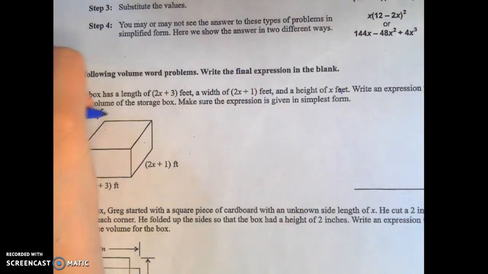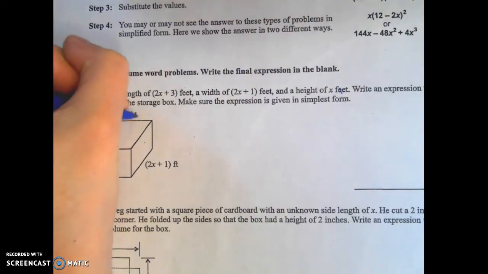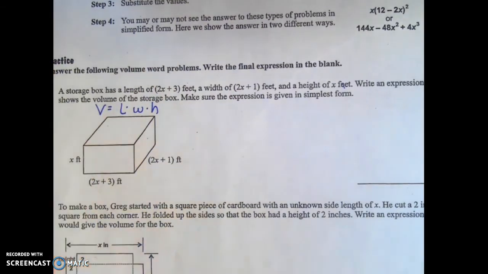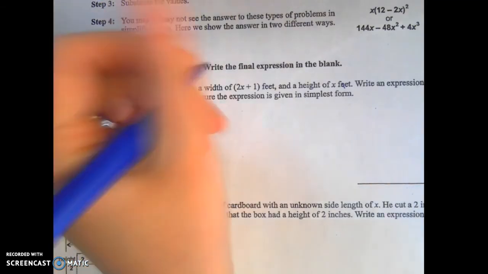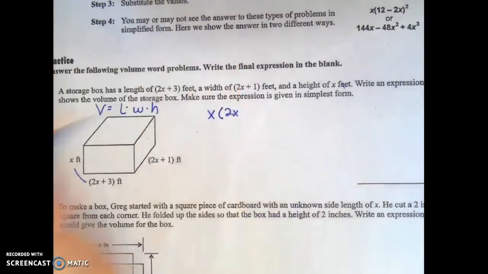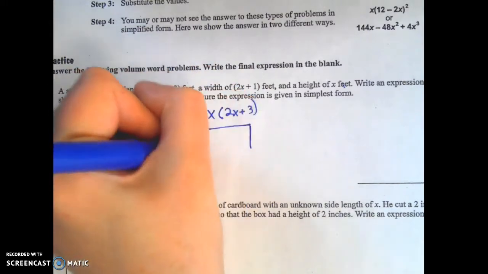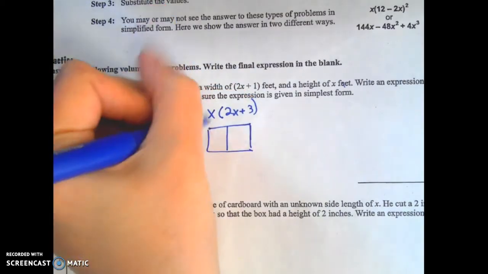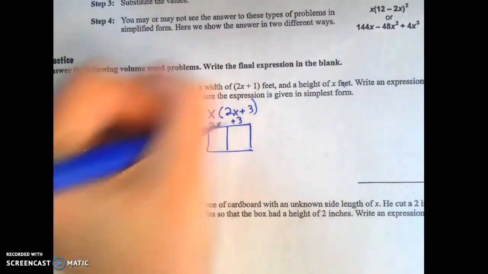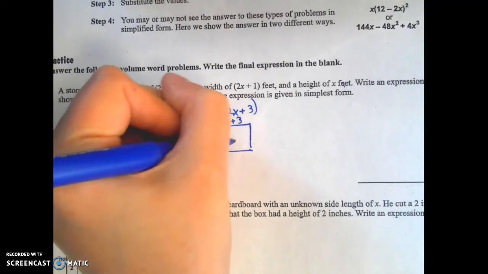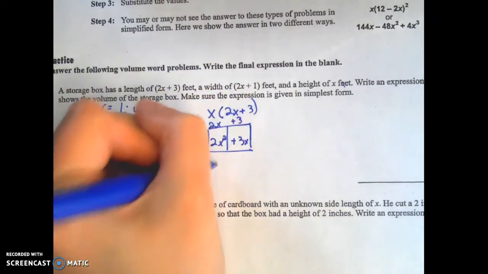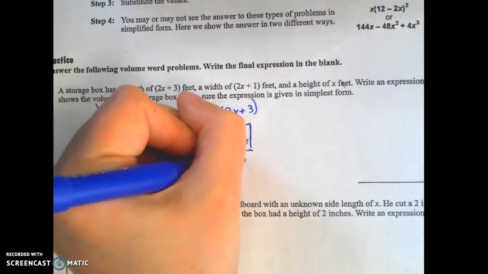So volume is length times width times height. So we're going to have to multiply all 3 of these. Okay, and it actually really does not matter what order we do it in because remember multiplication is commutative. So I'm going to take those two first. So x times 2x plus 3. So I'm going to start with a box. This one only has to be a 1 by 2 because x is only one term. So that gives me 2x squared plus 3x. So then that final one there is 2x squared plus 3x.